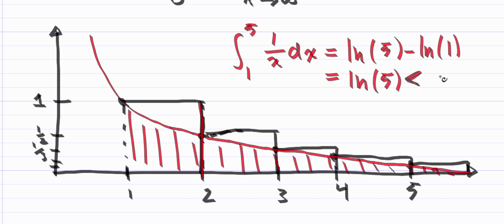And so I have an expression for this area, and in particular, this area, whatever it is, I can see that it's strictly less than the partial sum at 5. So the partial sum at 5 is the sum over these areas. So that's pretty nice.